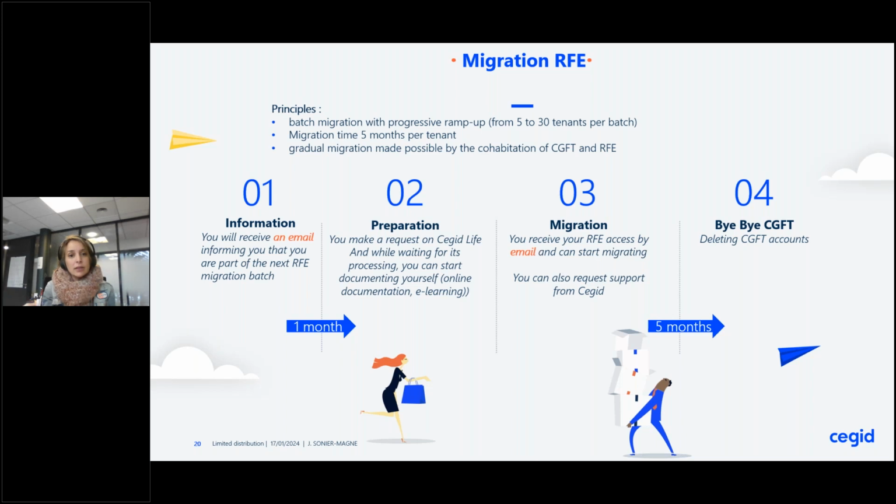I think you will have 1 month, and after this month, you will have 5 months to migrate to CGFT, to RFE. So in global, you have 6 months. So if you are in the next batch, that is to say in February, you will have until August to migrate to RFE. And you will be informed that your account CGFT is removed, of course.